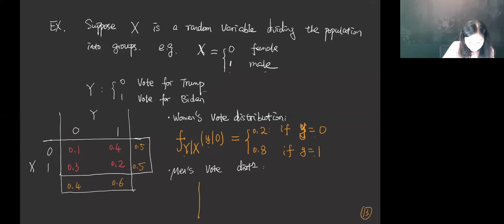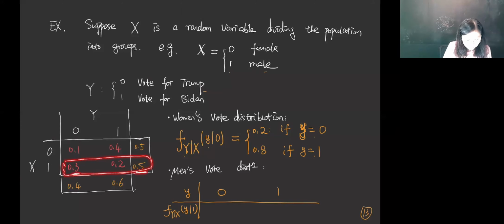We could write this in a table. So y has two values, 0 and 1. The probability that y equals 0 given x equals 1 is given by numbers in this row. That's 0.3 divided by the marginal of x, 0.5. So that's 0.6. And similarly, this is 0.4. So this is how you figure out conditional distribution from the two-way joint distribution table.